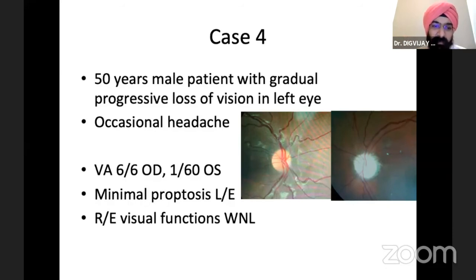And you can see that this is going into what is an atrophy kind of a picture. It's a whitish disc, no longer pink. And in the right eye visual fields were normal. The left eye vision was too poor to do a visual field there.